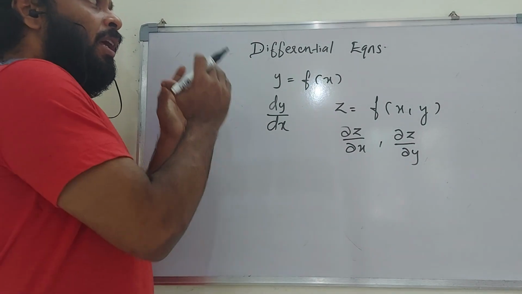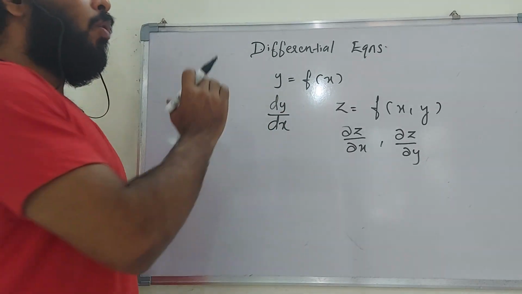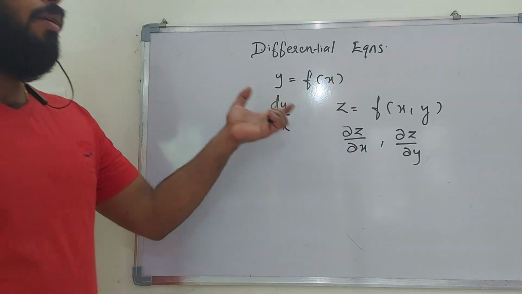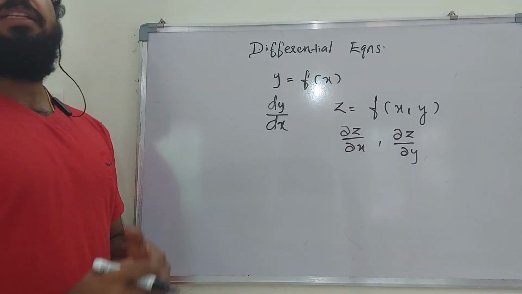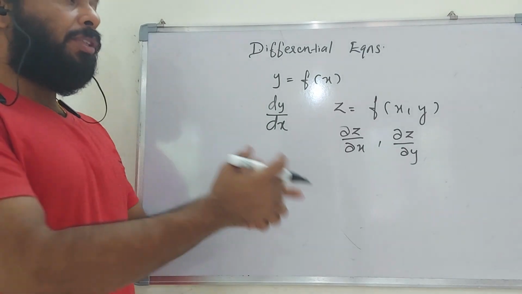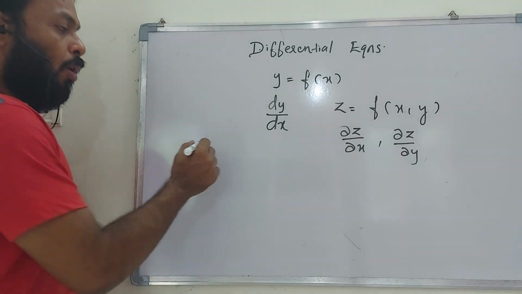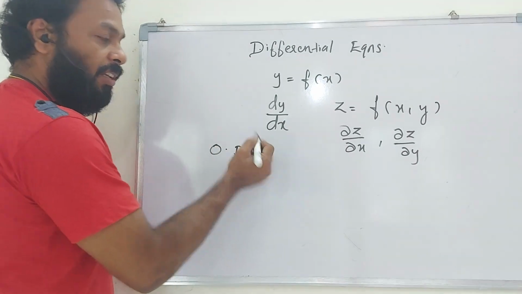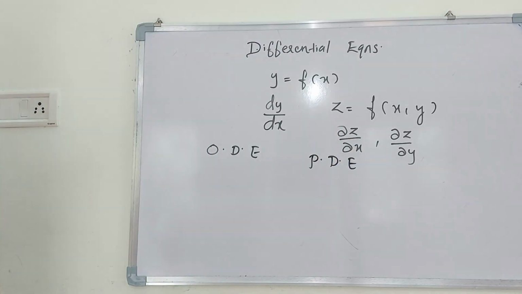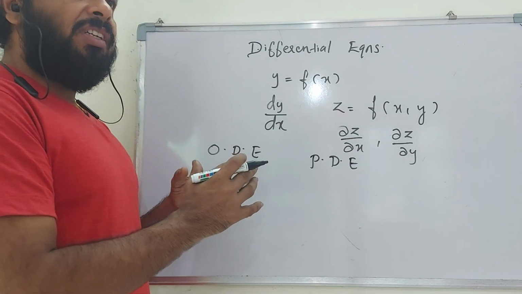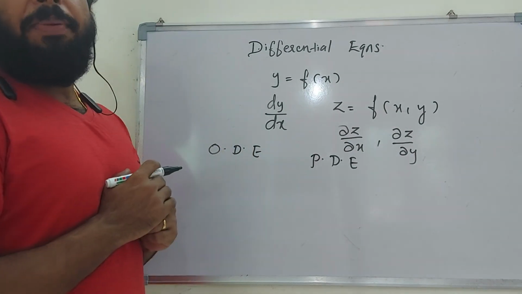Okay, so the equations which involve only total derivatives are called ordinary differential equations, and if there are partial derivatives also, that is the partial derivatives with respect to different independent variables, then it will be a partial differential equation. Ordinary differential equations, that is ODE, and partial differential equations, that is PDE. Okay, so ordinary differential equations occur only if there is a single independent variable.